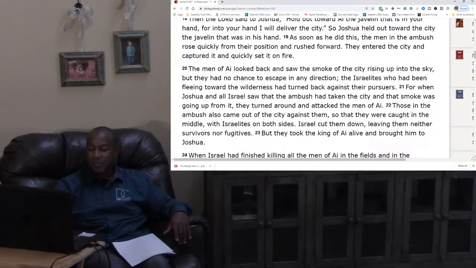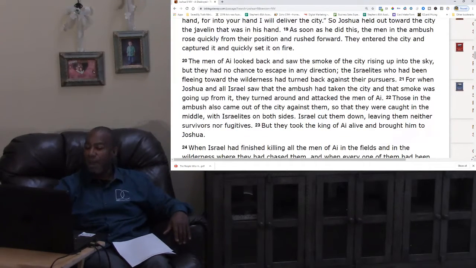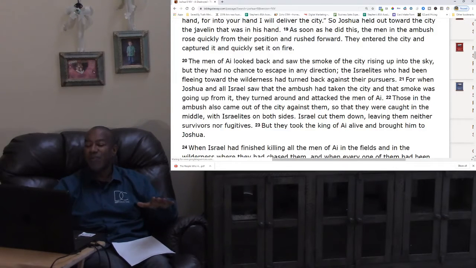And then it says, the men of Ai looked back and saw the smoke of the city rising up to the sky. But they had no chance to escape in any direction. The Israelites who had been fleeing towards the wilderness turned back against their pursuers. When Joshua and all Israel saw that the ambush had taken the city and the smoke was going up from it, they turned around and attacked the men of Ai. Those in ambush came out of the city against them, so that they were caught in the middle, with Israel on both sides. Israel cut them down, leaving neither survivor nor fugitive. But they took the king of Ai alive and brought him to Joshua.